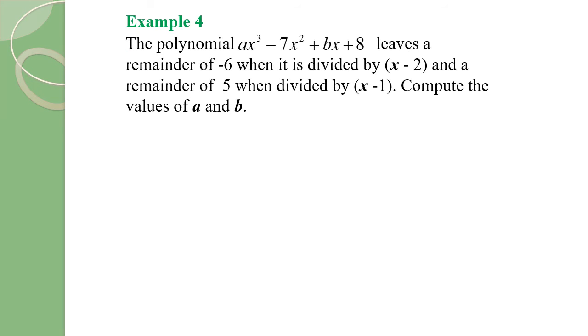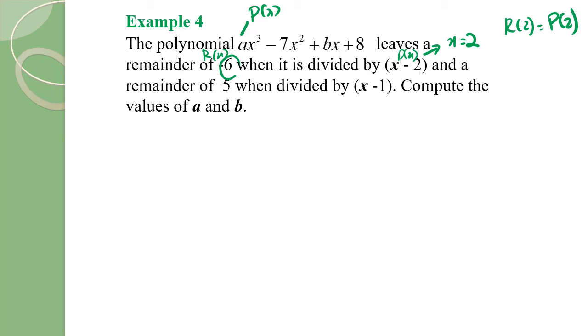So example 4. The polynomial ax cubed minus 7x squared plus bx plus 8, we can represent it as P(x), leaves a remainder of negative 6 when it is divided by x minus 2. So when the divisor here is x minus 2, it means that we can use the remainder theorem. X equal to 2 means that R of 2 equal to P of 2.